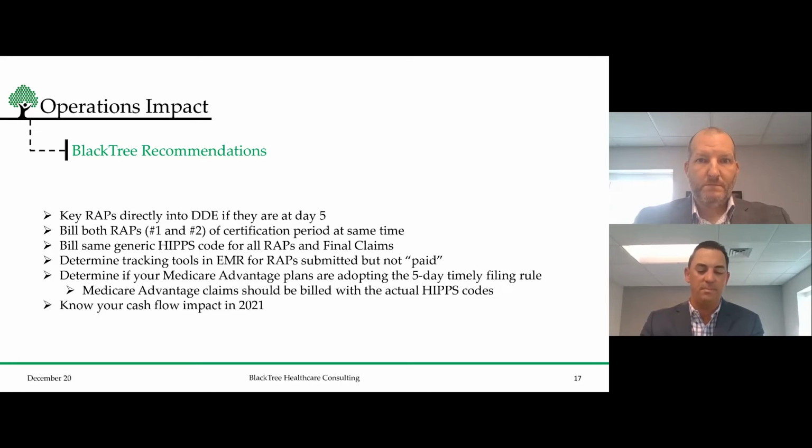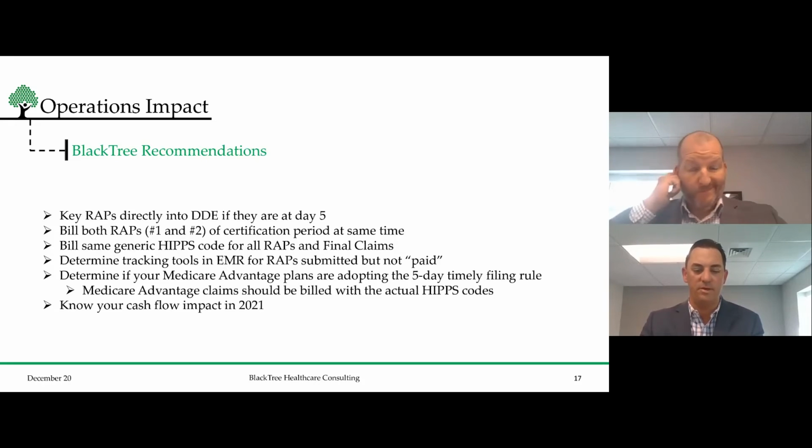Bill the same generic HIPS for all wraps and final claims. So Nick mentioned, you don't need to have your OASIS completed to bill your wrap. The majority of times you're not going to know what your HIPS code is before day 5, before that OASIS is locked. Maybe your internal QA and coding team reviews it. You want to get that out the door, and your HIPS code has to match both on your wrap and your final claims.